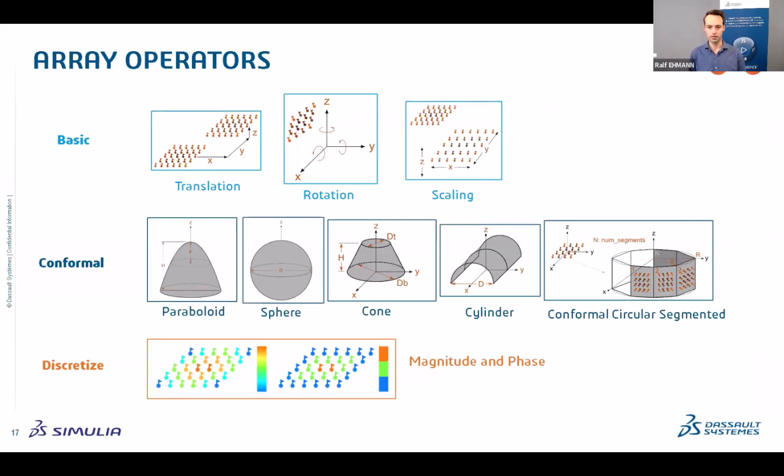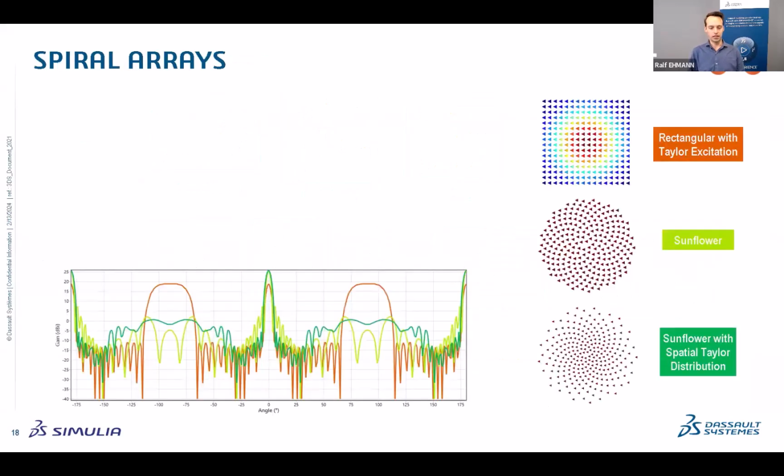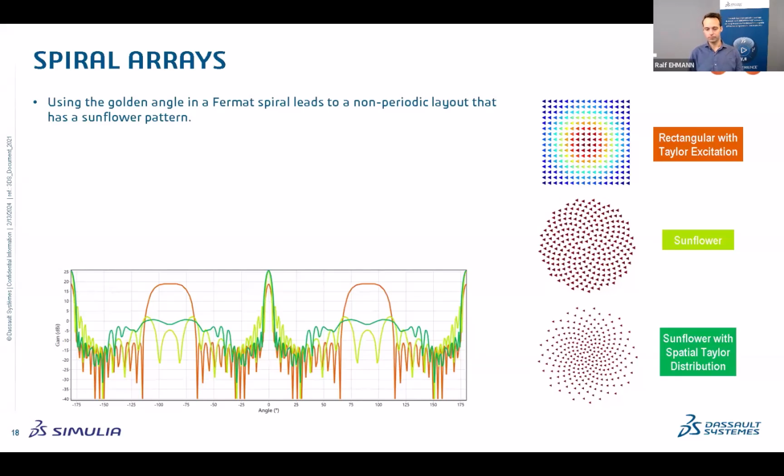Now, one interesting point here is maybe the spiral arrays, where we've recently introduced these, and essentially using a Fermat spiral and making use of a golden angle for the spiral. This leads to really a non-periodic layout that has a sunflower pattern. So if you look there on the right hand side in the middle, the sunflower one, you can see the layout, how that looks like.